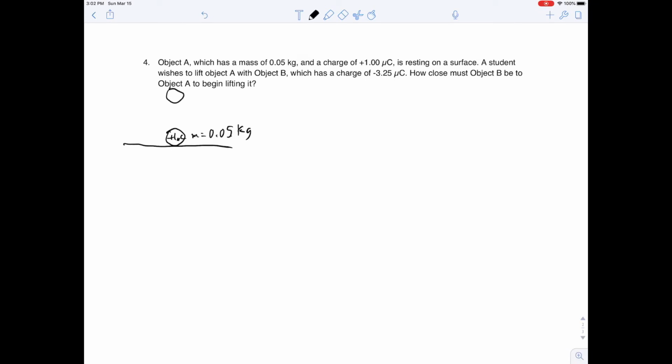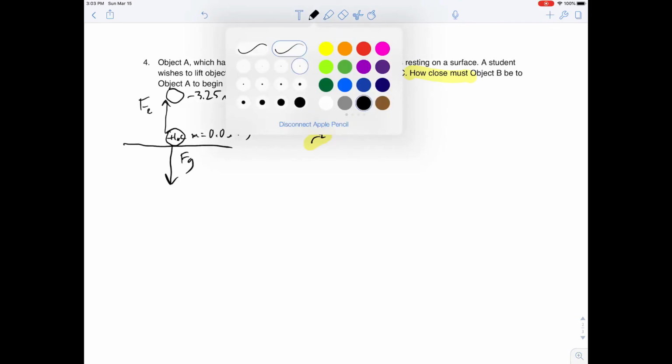And it wants to lift it using the attractive electric force with this guy, which is 3.25 microcoulombs. So basically the two forces acting on this object are the force of gravity and the electric force. The only way you can lift this is if the electric force equals the gravitational force. We remember that mass times gravity is the gravitational force, and we learned this new equation for the electric force. And they want me to solve for how close, so R.